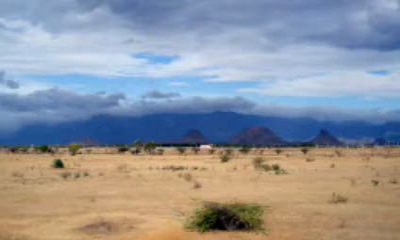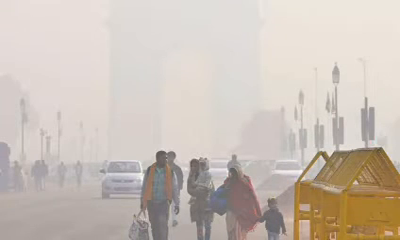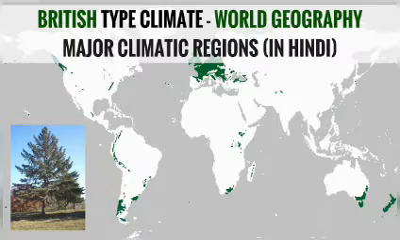Because of the prevalence of varying weather conditions between North and South India. Because the weather condition of South India varies from North India. Okay. Equable climate. What's the other name of equable climate? Equable climate is also called the British climate.